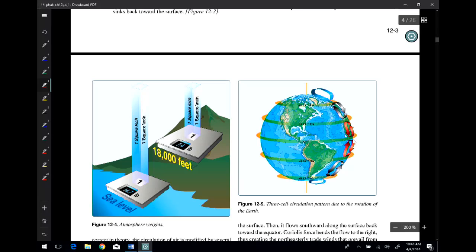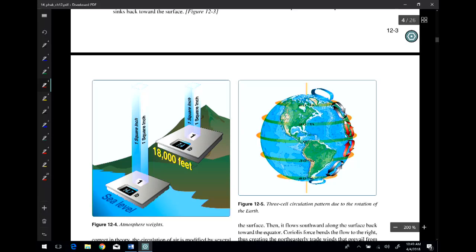So we can see that from the equator to about the 30-degree mark here in the parallel, which is a little bit north of New Orleans, in fact, you have this loop circulation pattern. Again, all of this is general, but it is generally in effect.